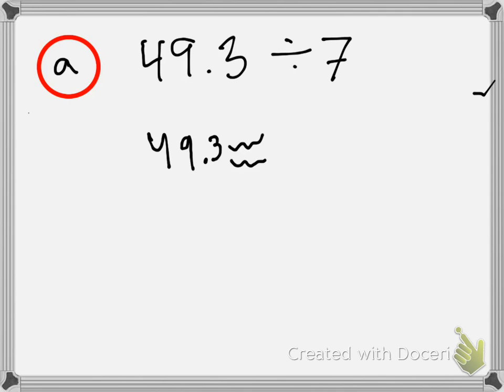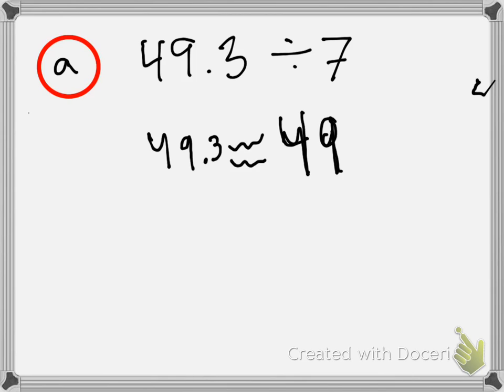Okay. So what did you round 49.3 to? 49. And why'd you pick to round it to 49? Because it goes equally into 7. Because 7 goes into it evenly. It works out with no remainder.